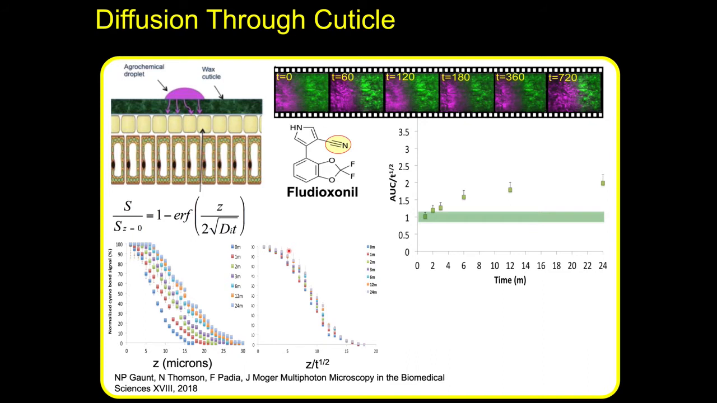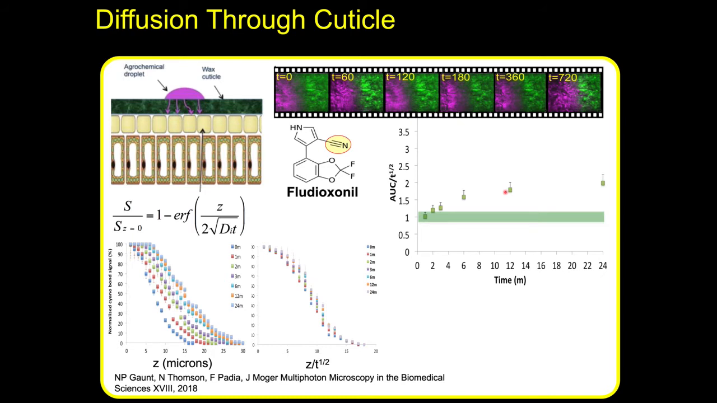What is in fact happening is that the diffusion coefficient is changing with time. This is easier to see on this graph here, where we plot the area under the curve as a function of time. If the diffusion coefficient was constant, we'd expect all of the points to lie across this curve. Instead, what we see is the diffusion coefficient rising with time, which shows that the agrochemical formulation is effectively dissolving the wax as it moves through the substrate, increasing the diffusion coefficient, which is what we want to see.